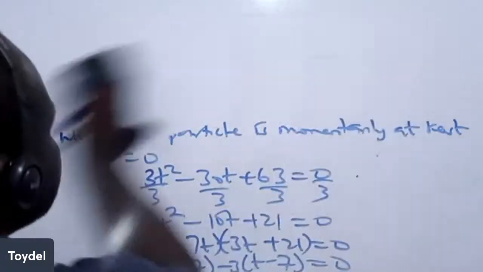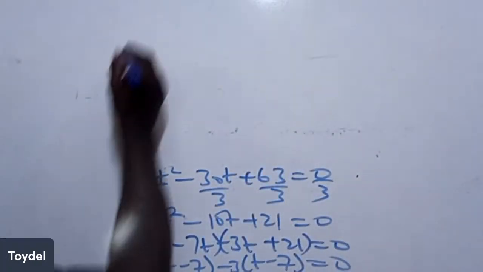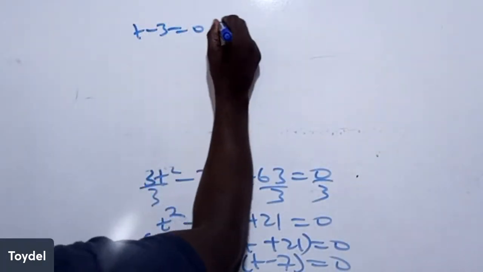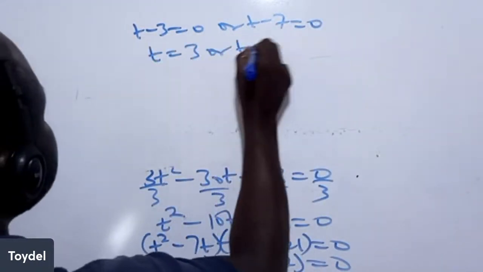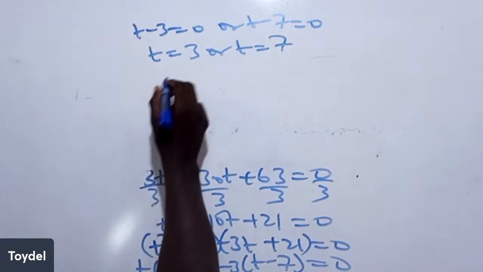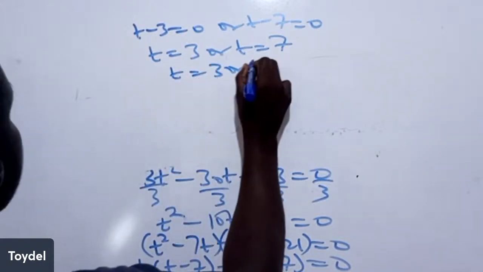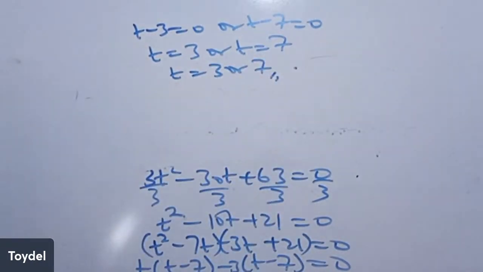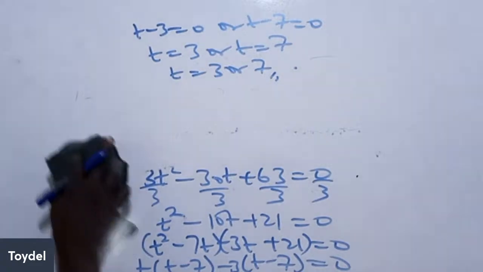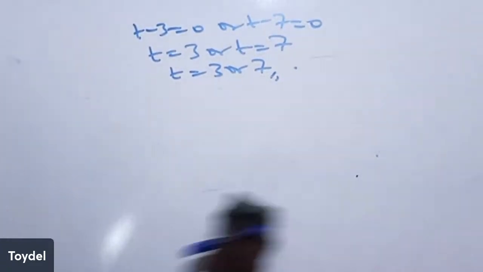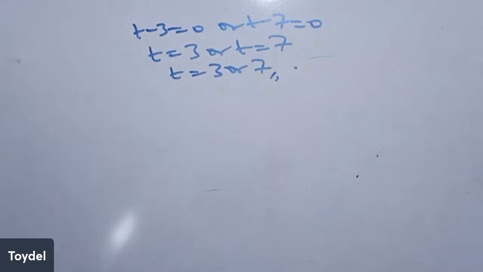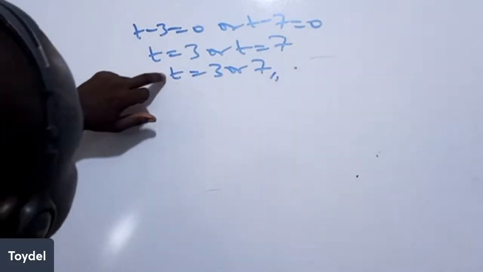So from there, we have t minus 3 equal to 0 or t minus 7 equal to 0. So t is equal to 3 or t is equal to 7. That is t. So there are two values for t. So we want to find the distance. We know the time now, the time when the particle is momentarily at rest.